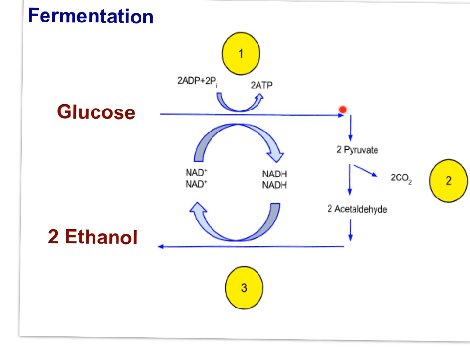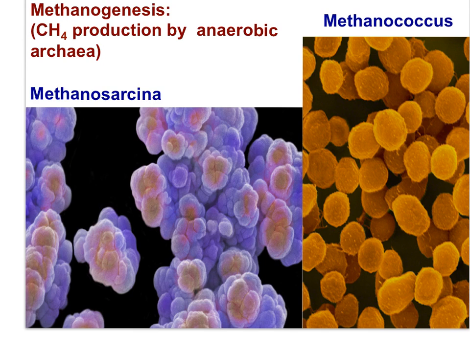Glucose is transformed to pyruvate in glycolysis. This should be review from your study of respiration. Under anaerobic conditions, pyruvate is transformed to alcohol, ethanol, with the release of carbon dioxide. The fourth metabolic process of the movie is methanogenesis.